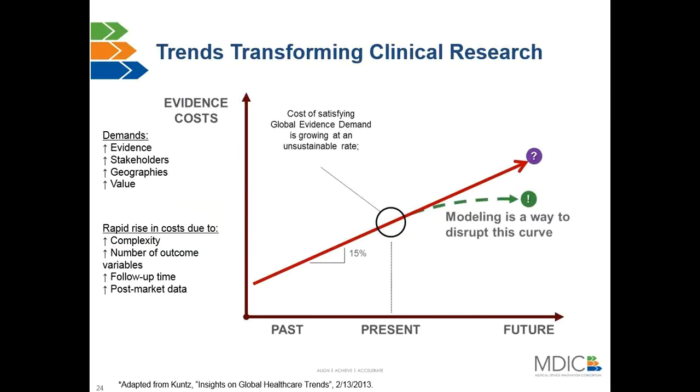So if you look at the current paradigm of clinical trials, we see an increasing cost in the evidence required to release products. It's generally going up at about 15% per year, and this is really not a sustainable trajectory. So we feel as a group that modeling might be a way of disrupting this curve and bringing that cost down a little bit. Next slide.